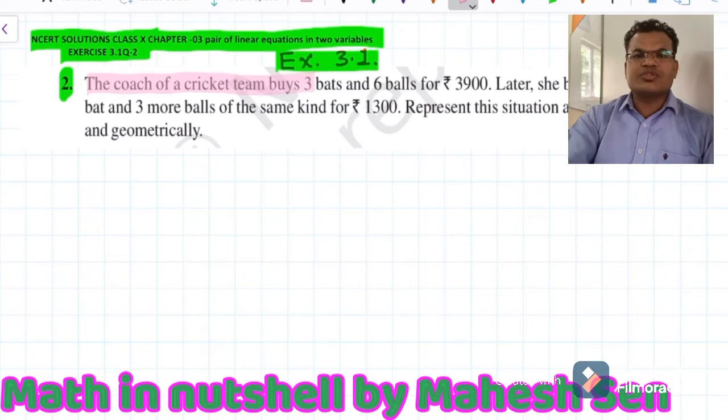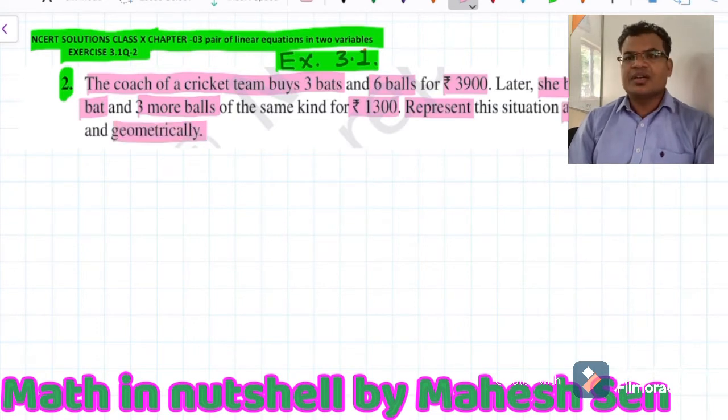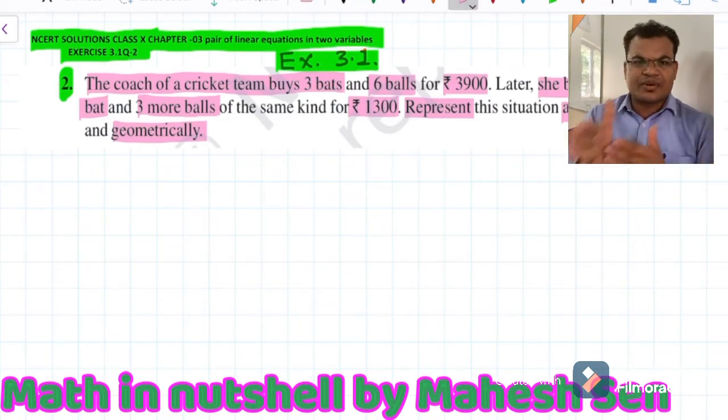Okay, so what is the question? In this question, the coach of the cricket team buys 3 bats and 6 balls for rupees 3900, the first condition. And the second condition, she is also buying another bat and 3 more balls for rupees 1300. So there are two conditions, and we have to represent this situation algebraically and graphically. Right. So guys, it is clear to you that we are given two conditions. The first condition is different from the second one.